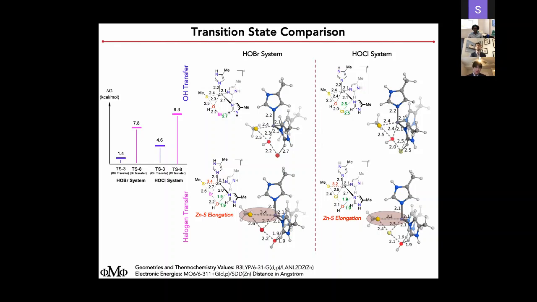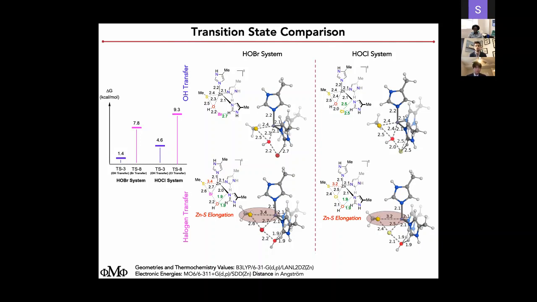And this is consistent in both of the systems. This is what we believe is attributing to the chemoselectivity of the OH transfer over the halogen transfer. And what's really interesting to note is that this is a completely new mechanism, by introducing this zinc thiolate bond to the oxidation of free thiols that invokes this chemoselectivity for the OH over the halogen transfer compared to that of free thiols.